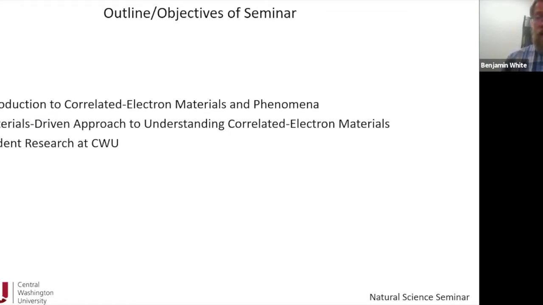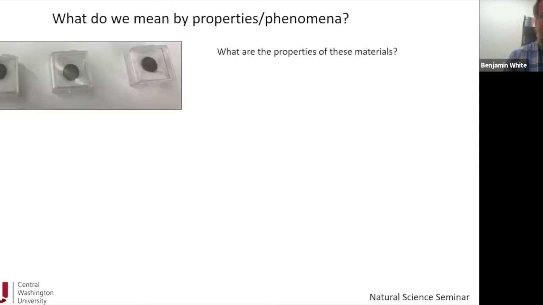Then I want to talk a little bit about how we make discoveries, how we discover new correlated electron materials or understand the properties they exhibit. So that's the second part, and that's the research approach. And then there'll be a little bit of time at the end where I'll showcase some of the student research done here in my lab at Central that makes use of this research approach. So let's start off with our introduction to correlated electron materials and phenomena.